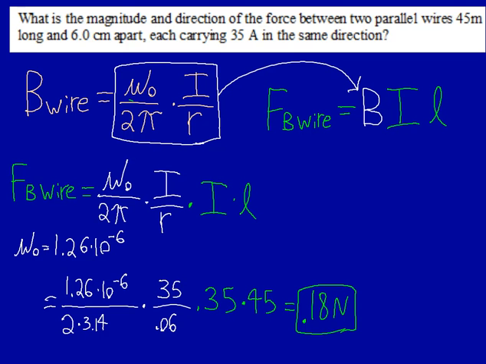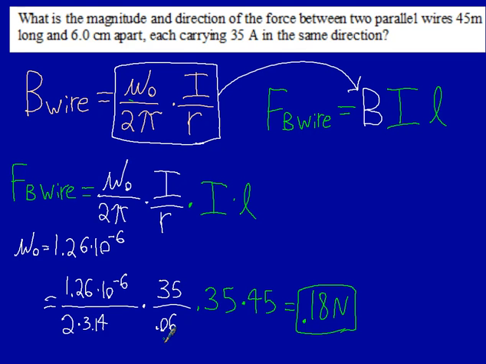Okay, so a lot of stuff going on, but I looked up the value for mu naught in the back of a book, or you could Google it. It's 1.26 times 10 to the negative 6. And it's just a matter of throwing all these numbers in to find what the total force is. Be careful though, this was in centimeters, so make sure that you put in 0.06 instead of 6. That would have messed you up.